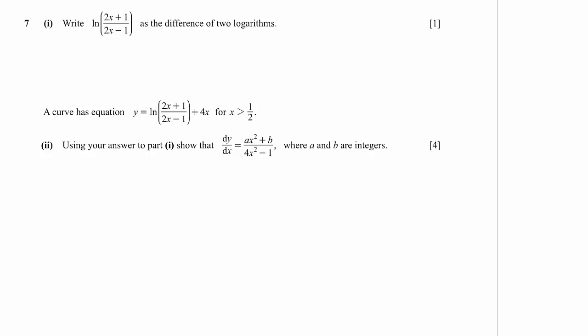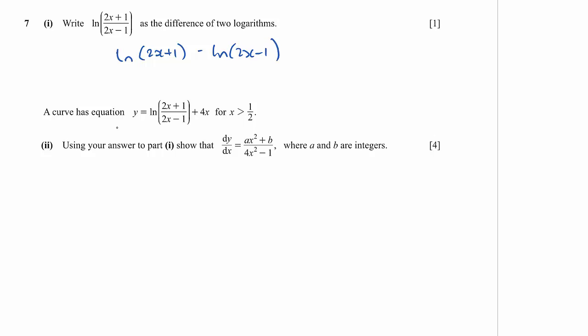So write the natural log of (2x + 1)/(2x - 1) as the difference of two logarithms. This is just a straight log law. It's very straightforward. We've just got to do log(2x + 1), take away log(2x - 1).